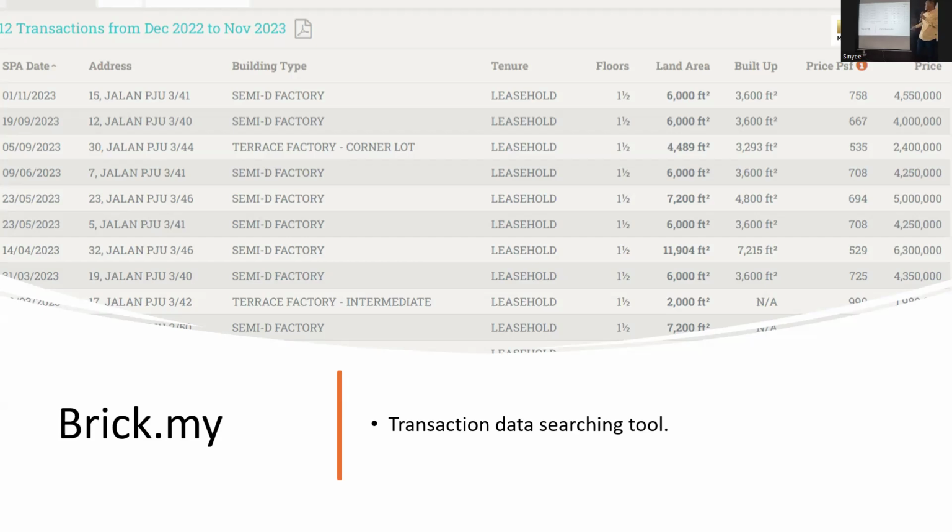You will be able to see which unit, which road, how much it sold for. So this is important data for you all. Before calling all these owners or talking to tenants or buyers, this is very important. Okay, cool.